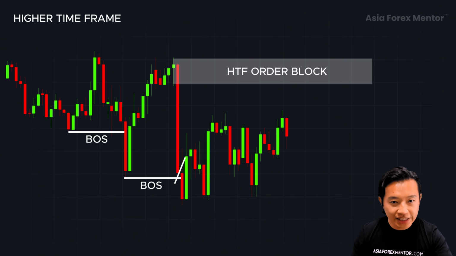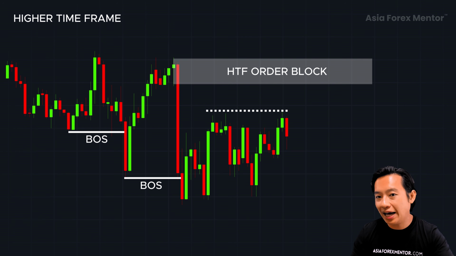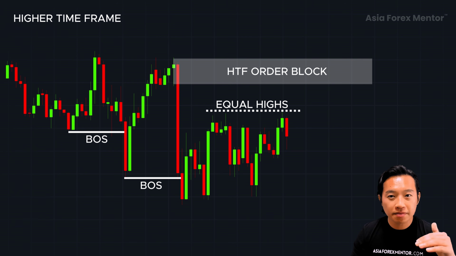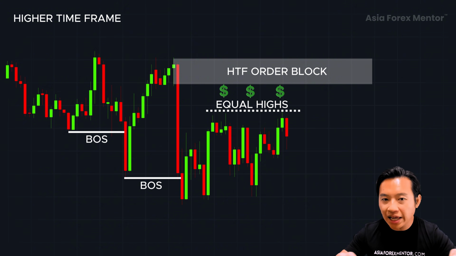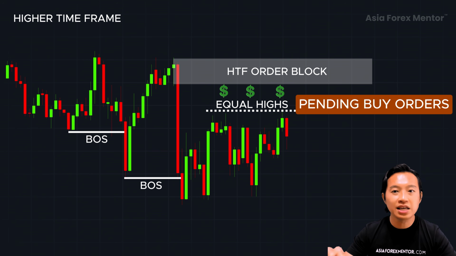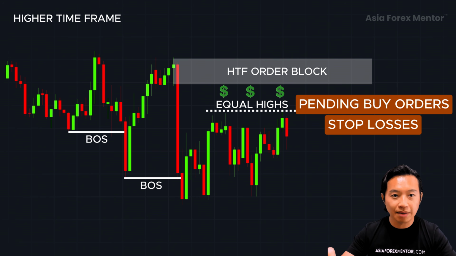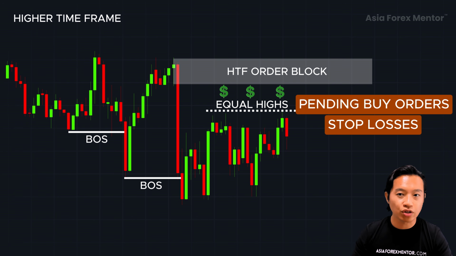We can see that price retraced back up and formed equal highs below our identified point of interest. To add on, a notable liquidity pool has formed above these equal highs, indicating significant accumulation of pending orders and stop losses that the market may target for execution.